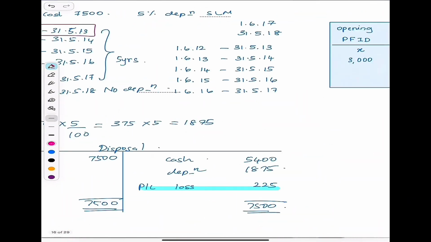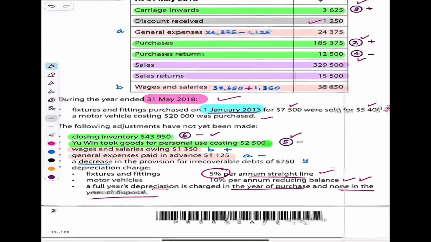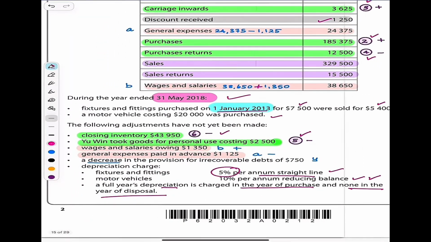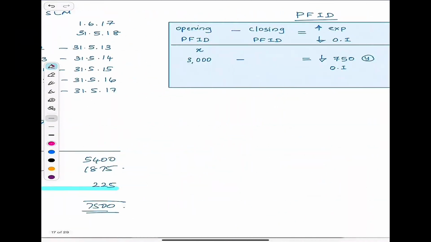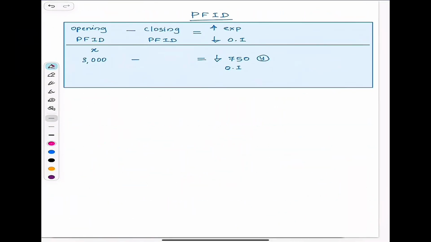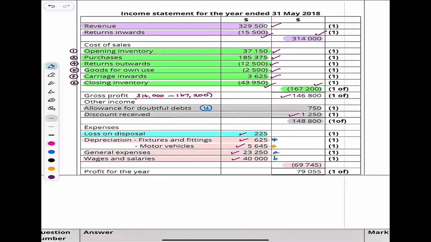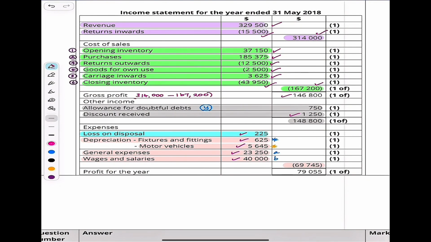Now the last adjustment, allowance for irrecoverable debt. As you can see here, you had an opening provision for irrecoverable debt of 3,000 and it says there is a decrease in provision for irrecoverable debt of 750. So opening provision for irrecoverable debt 3,000 and at the end it's reducing by 750. That means it should go under other income. If it increases, it will go under expense. So let's enter this. Allowance for doubtful debt or provision for irrecoverable debt decrease should be 750 under other income.